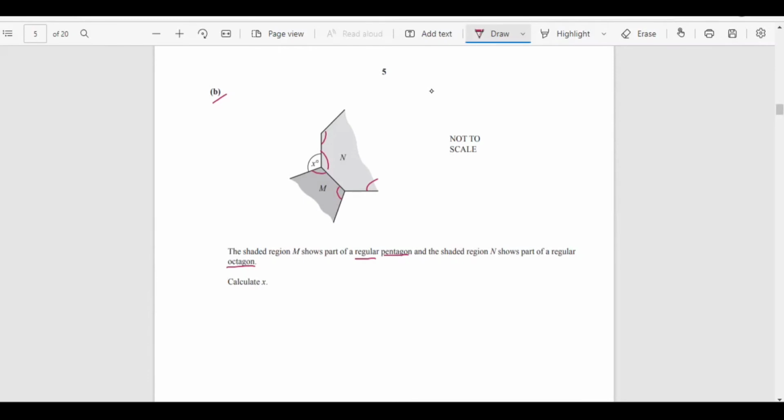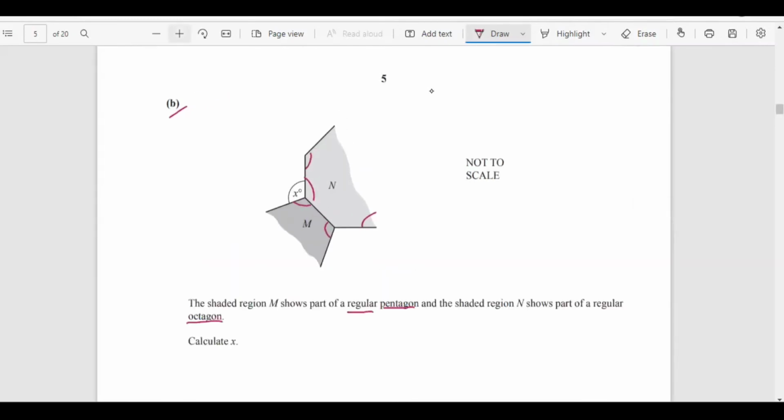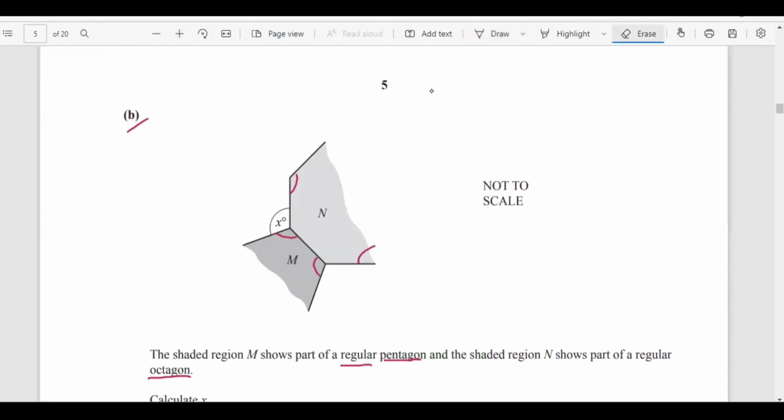Okay. Let's think about it. Now we have two shapes. We have a pentagon, we have an octagon, and we need to find the angle x. The idea is that if somehow we find this angle and this angle, we know that the sum of angles around a point is 360 degrees, so I would be able to calculate x then. But how do we find these angles? Let's talk about pentagons. What would be the sum of angles in a pentagon?